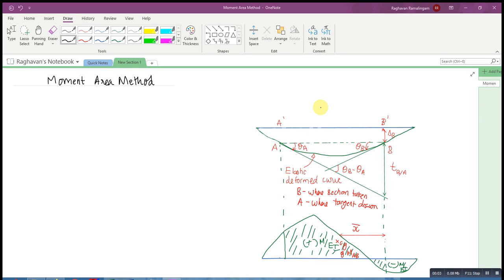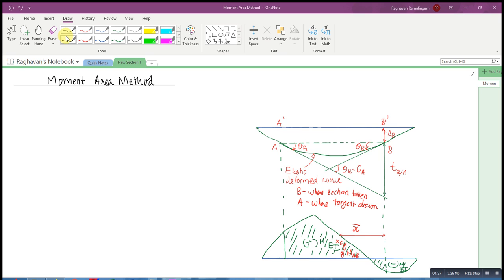Hello, I'm making this video basically to explain what this moment area method is. The reason that I am going to talk about this particular method for beam deflections is that this is one of the methods which is commonly taught in your undergraduate programs, but most of the books which you actually refer to don't explain this particular method accurately enough.